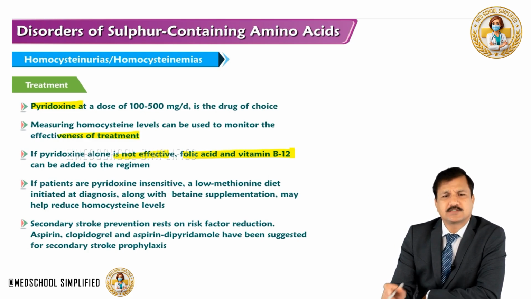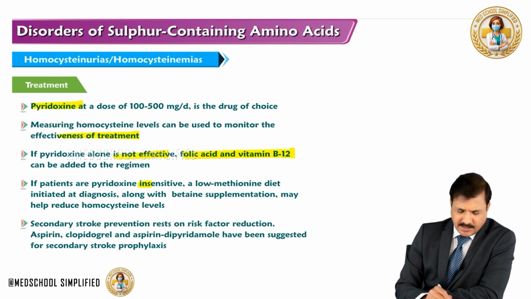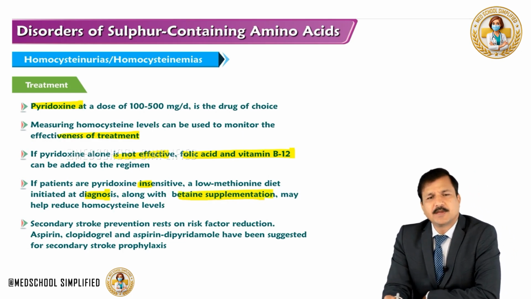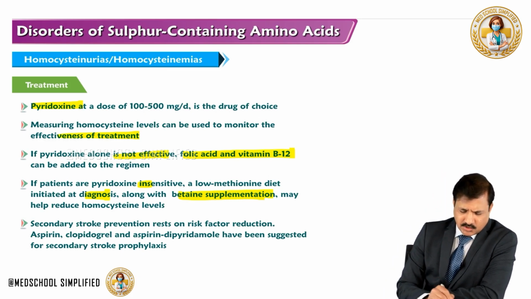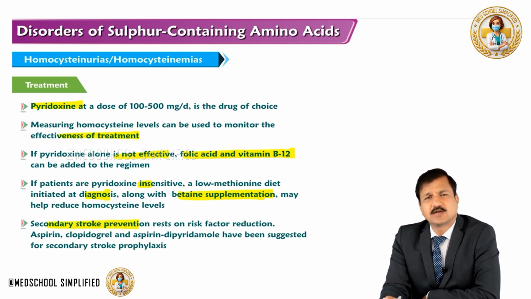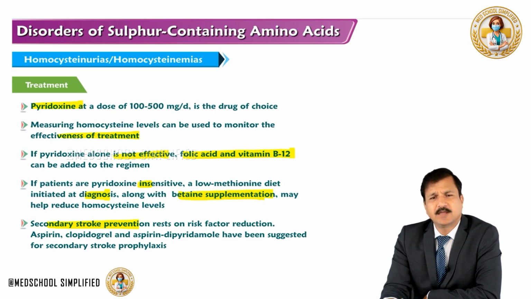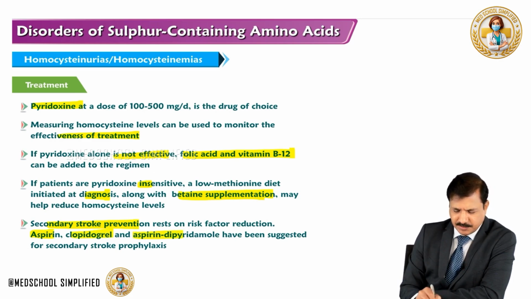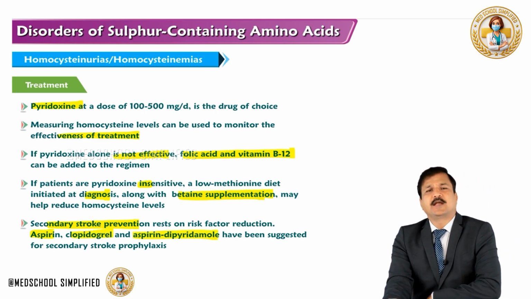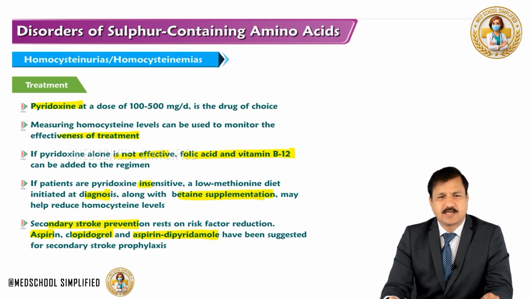If patients are pyridoxine insensitive, a low methionine diet is initiated at the diagnosis along with betaine supplementation, because betaine supplementation helps in the conversion of homocysteine into methionine, as betaine can donate a methyl group in this conversion process. Now, secondary stroke prevention, because of the thromboembolic episodes, can be done by prescribing aspirin, clopidogrel, or aspirin-dipyridamole, so that platelet aggregation and clot formation can be decreased.